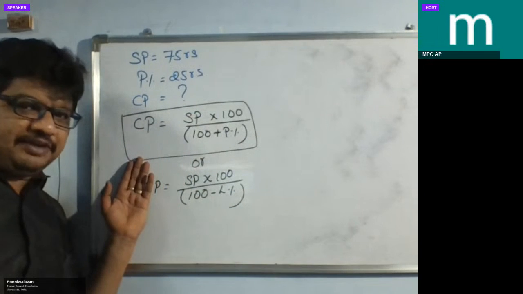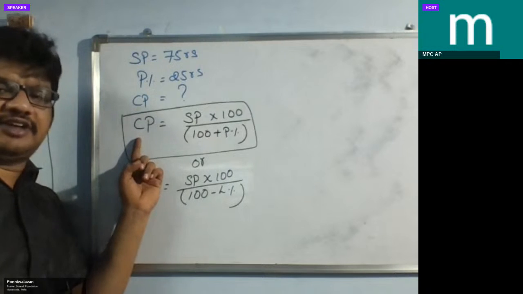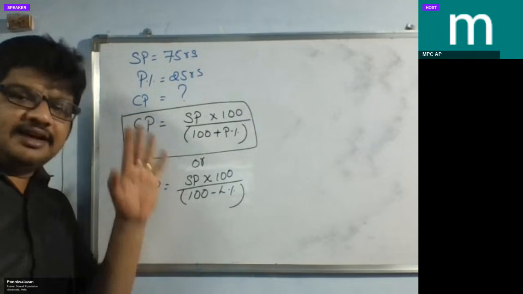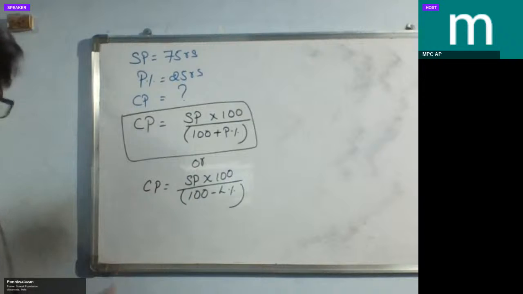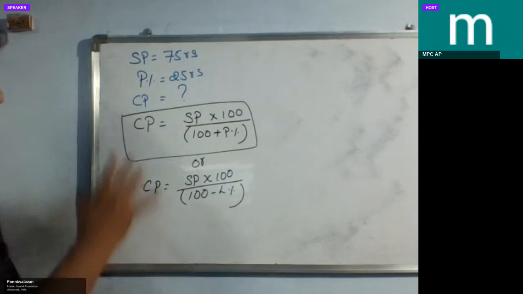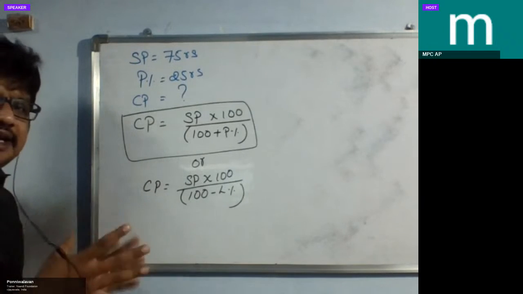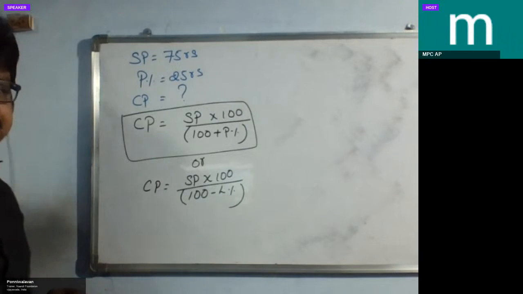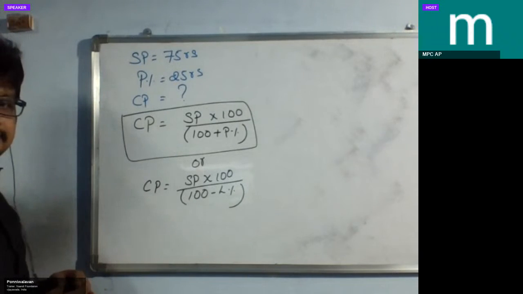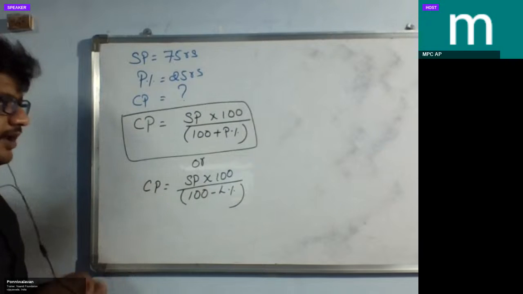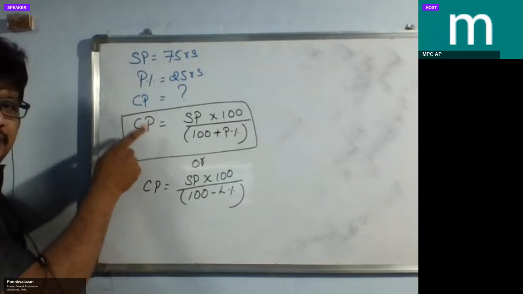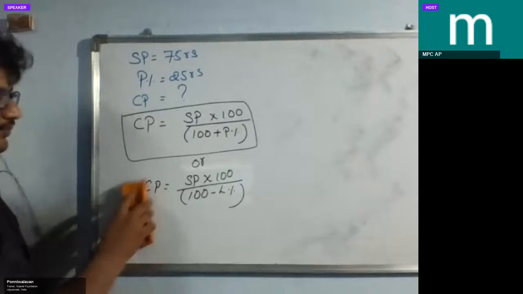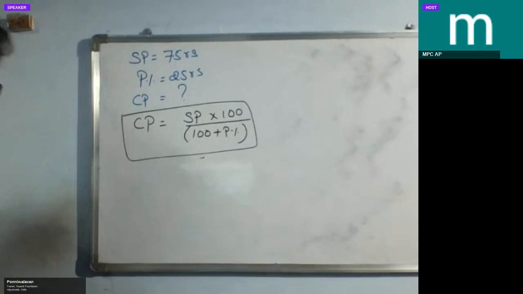It's not a different formula. I gave the previous formula, and from that I derived it for cost price. That's all. Here, in this question, is it profit or loss? Profit. So we need to use this formula.